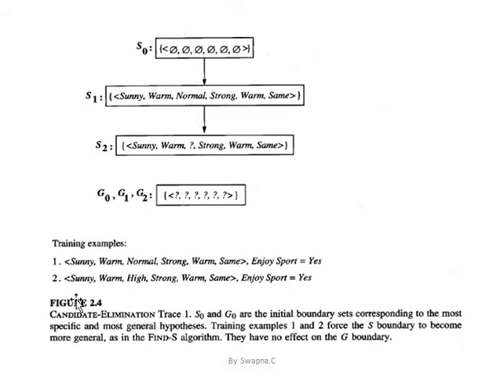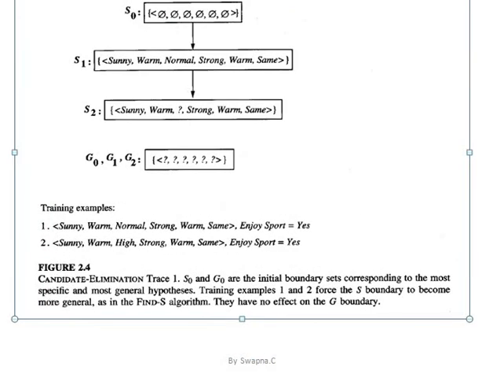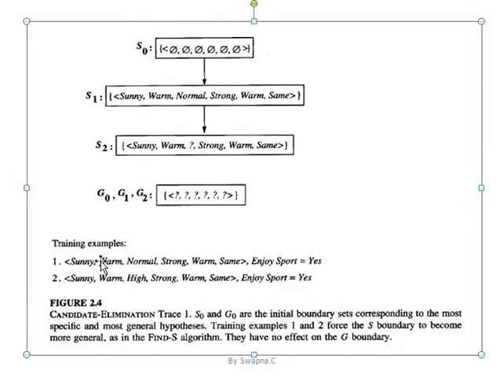Next we start with the training examples. Consider the first training example. Here we are given a first training example. The target concept value is yes, which means it is a positive training example. So what are the attribute values? Sunny, warm, normal, strong, warm and same.